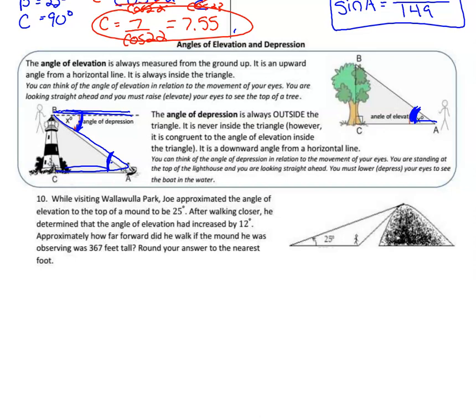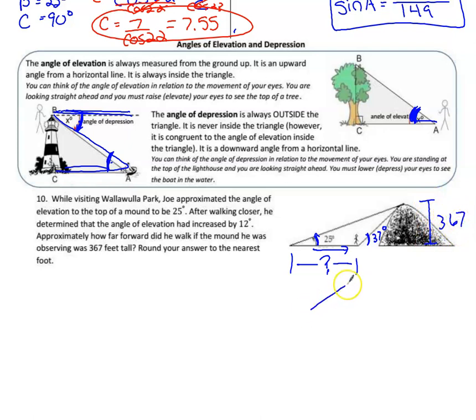While visiting Walla Walla Park, Joe approximated the angle of elevation to the top of the mountain to be 25 degrees. So that's from the horizontal upward, 25 degrees. After walking closer, he determined that the angle of elevation had increased by 12. So once he walked forward, this angle of elevation is 25 plus 12, so 37 degrees. And approximately how far forward did he walk? So we want this distance here; that's our question mark. The mound that he was observing was 367 feet tall.